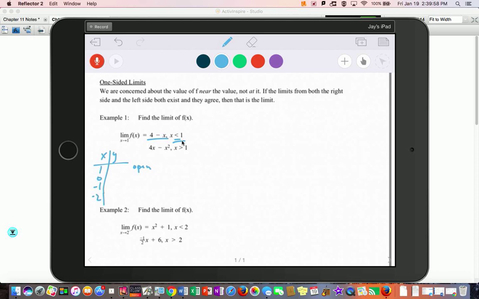And this is a linear. So when I put in 1, what's 4 minus 1? That's 3. What's 4 minus 0? That's 4. What's 4 minus -1? Well, that's 4 plus 1, or 5. So I have a pretty good idea of what that graph is doing.